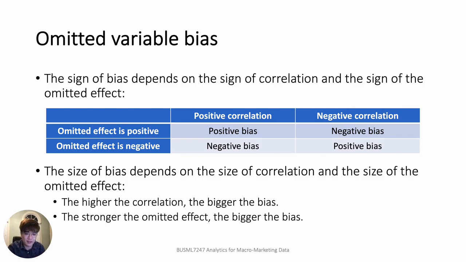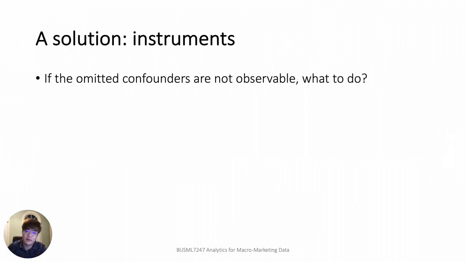And the size of the bias depends on the size of the correlation and the size of the omitted effect. The higher the correlation, the bigger the bias, and the stronger the omitted effect, the bigger the bias. Then, the next question should be how to solve the problem: how to get the unbiased estimate of the effect expected to be endogenous. There are several solutions, but the most widely used one is to rely on instruments.